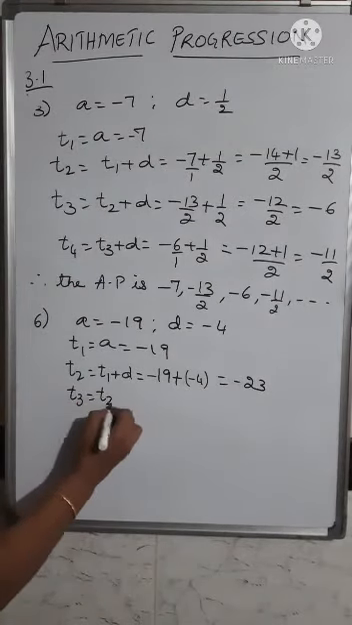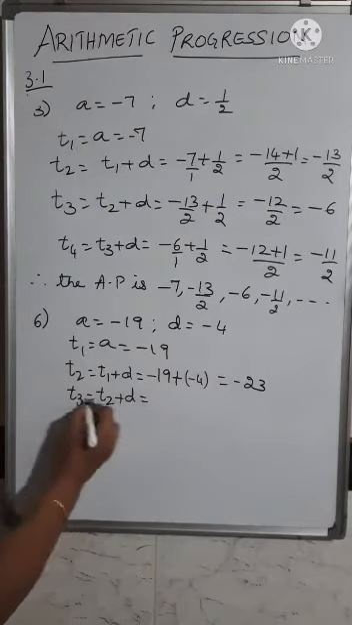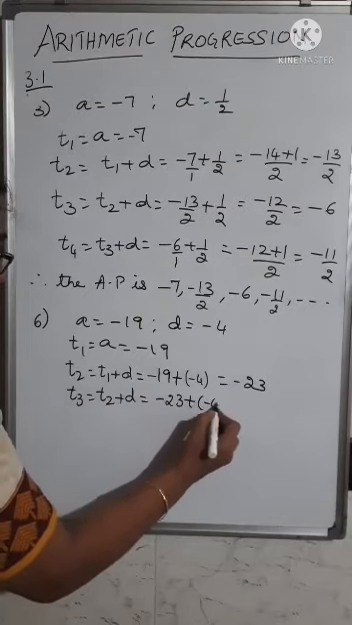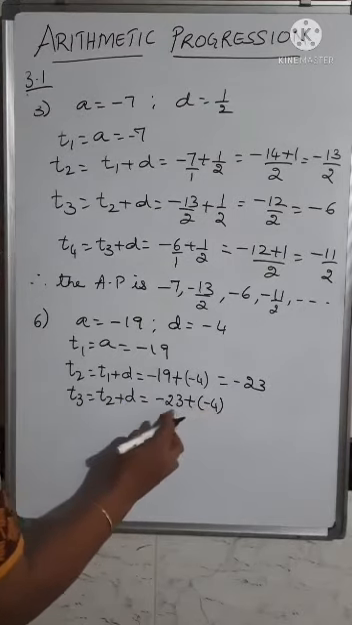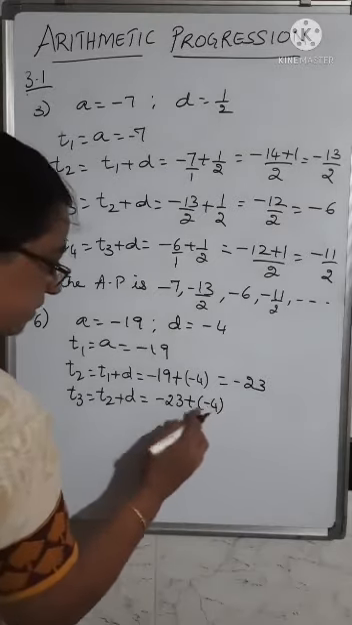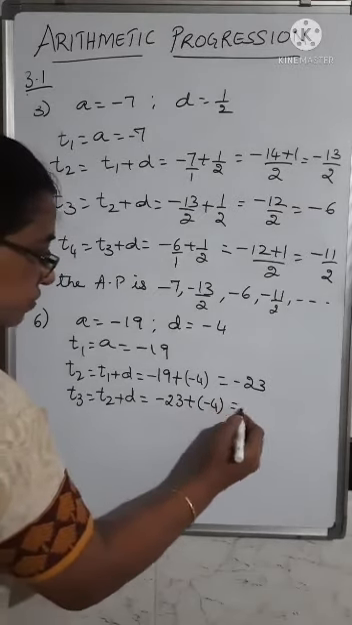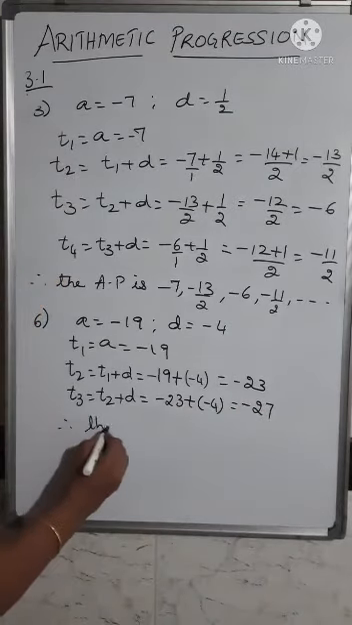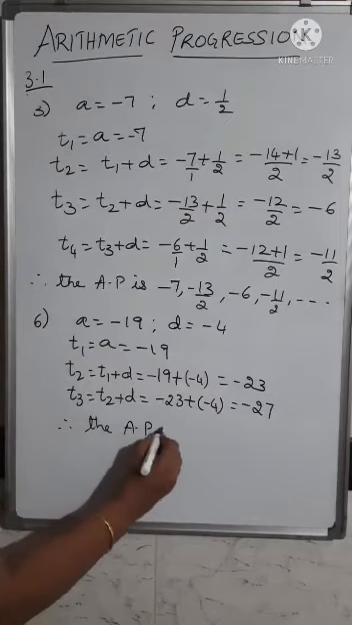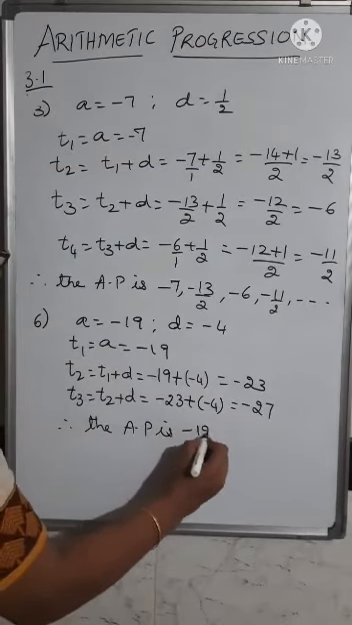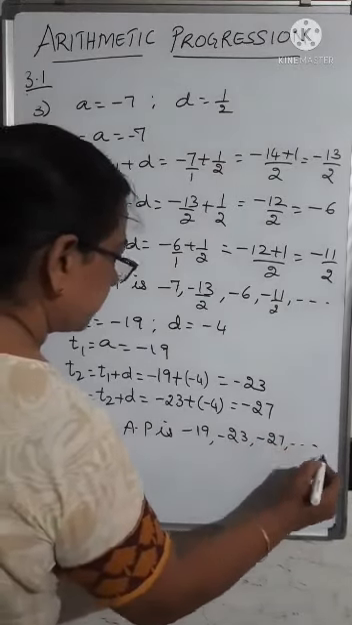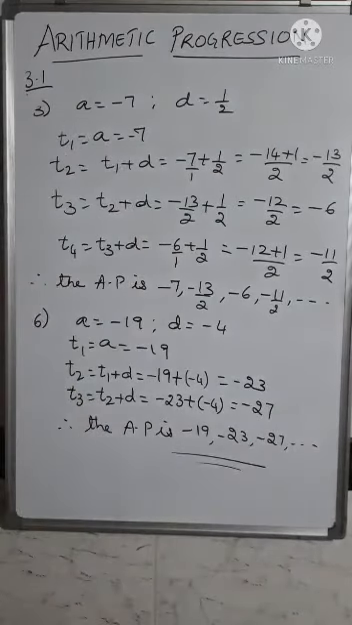T3 is T2 plus D. T2 is minus 23 plus of minus 4. Plus into minus is minus, so minus 23 minus 4 is equal to minus 27. So therefore the AP is minus 19, minus 23, minus 27. So like this you have to write the AP when the first term and the common difference are given.